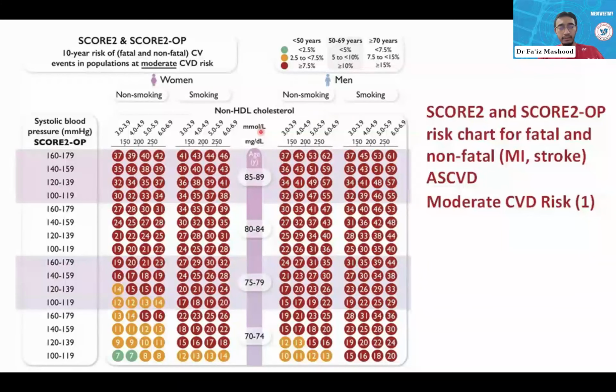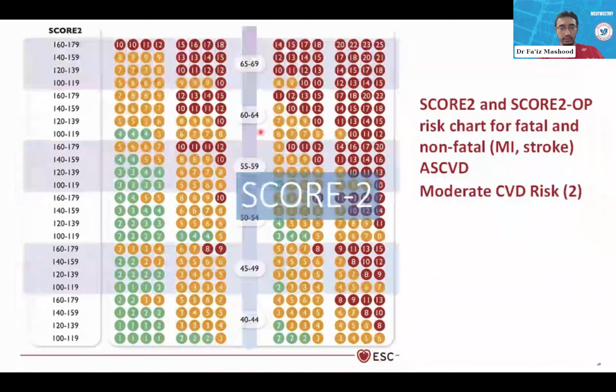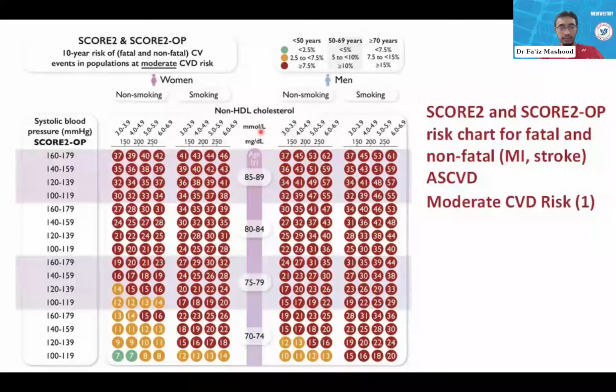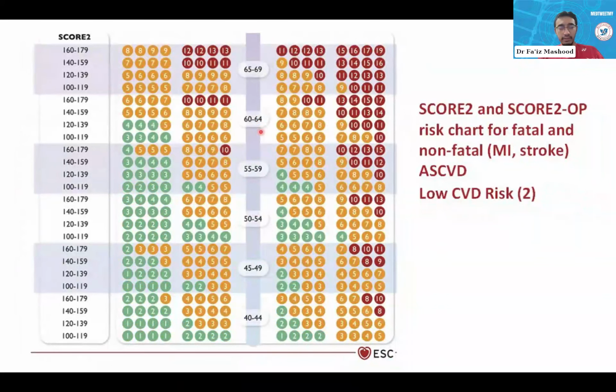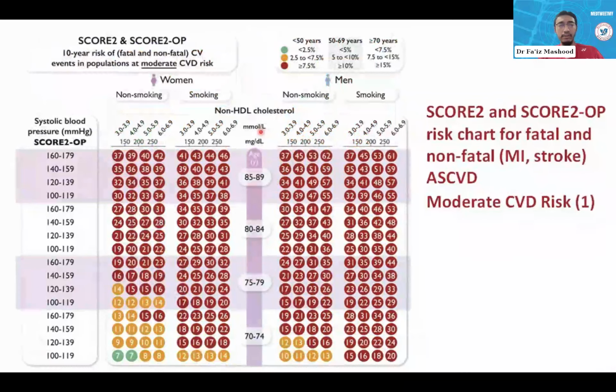All right. So for example, we can see from here that our athlete, the age is 25 years old. It's not even in the SCORE-2 calculator. Okay, so it means he is either low risk or we are dealing with very low risk.